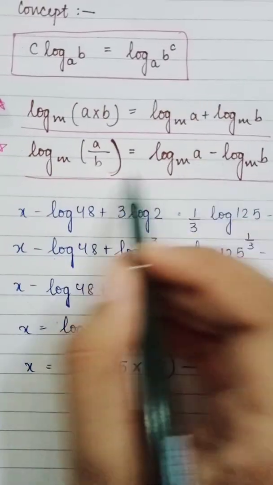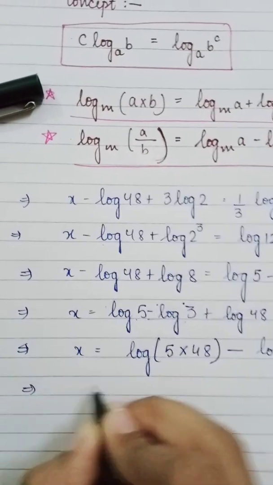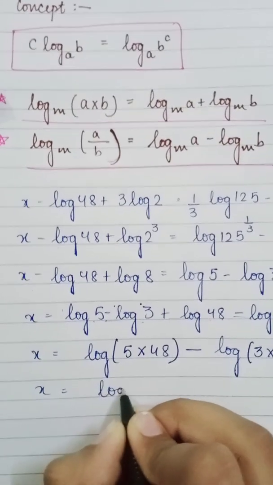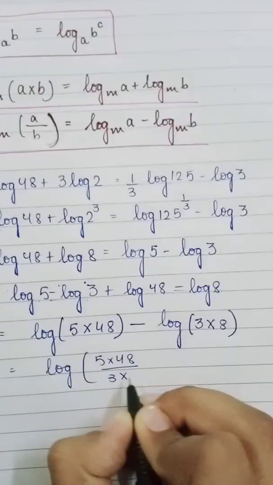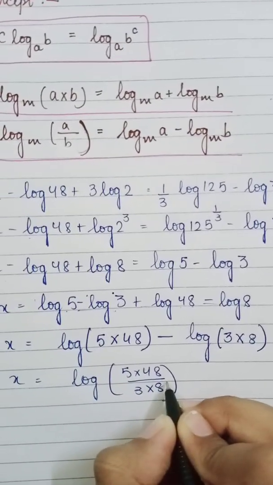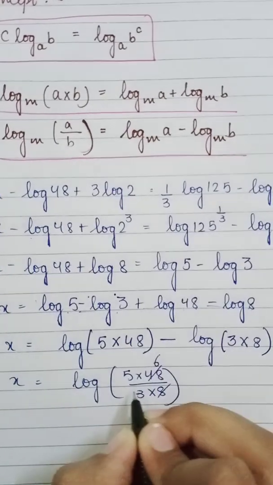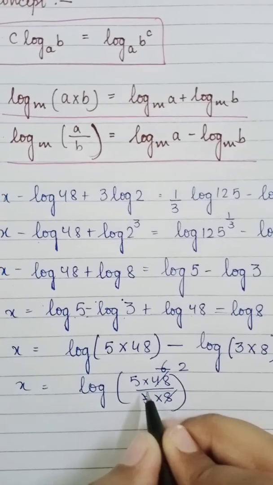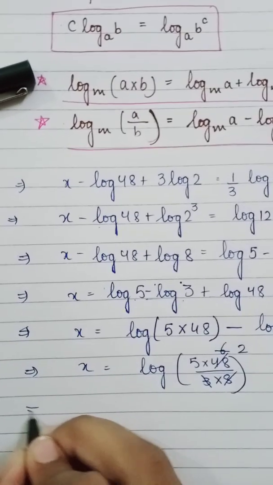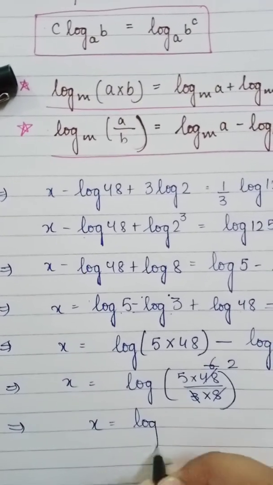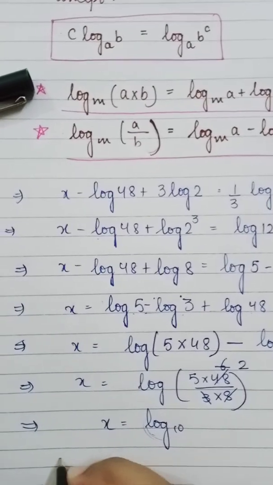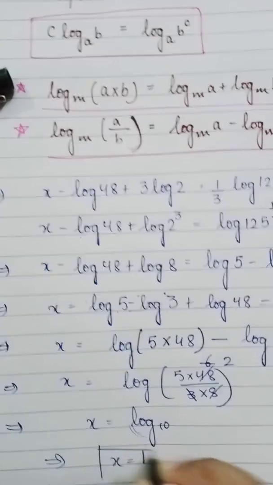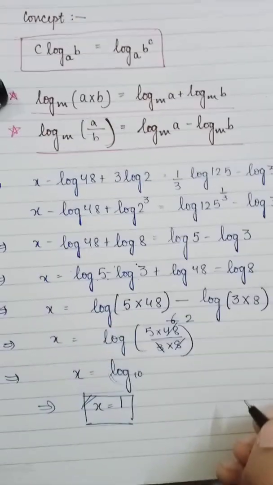Now when the minus one comes, it becomes divide by this rule, so x is equal to log 5 into 48 upon 3 into 8. 8 6s are 48, 3 2s are 6, and it will be 5 into 2, 10. And we know that the value of log 10 is always 1, then the value of x is 1. Done.